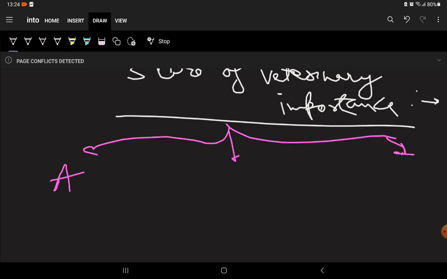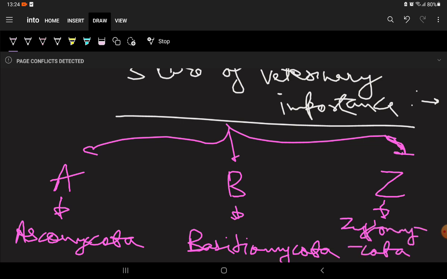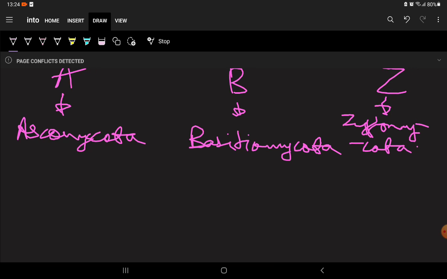They can be learned by the mnemonic ABZ. ABZ is also a form of DNA found in animals and humans. So ABZ stands for the phyla of fungi involved in veterinary sciences: Ascomycota, Basidiomycota, and Zygomycota. These are the 3 phyla which are of veterinary importance.